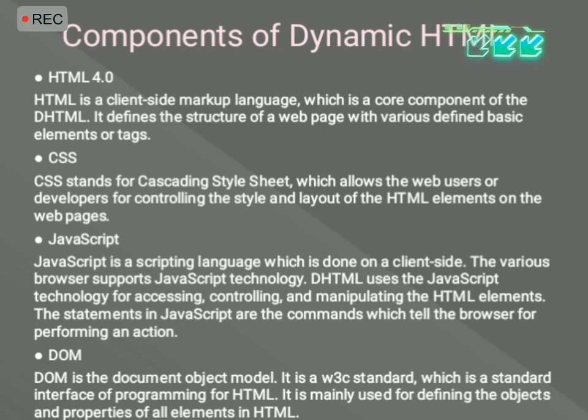JavaScript. JavaScript is a scripting language which is done on the client side. The various browsers support JavaScript technology. DHTML uses JavaScript technology for accessing, controlling, and manipulating HTML. The statements in JavaScript are commands which tell the browser to perform an action. It is one of the core technologies of web development along with HTML and CSS and is supported by all modern web browsers.